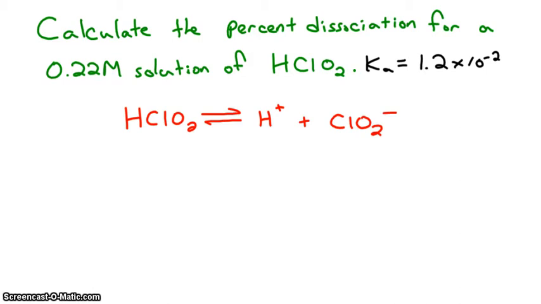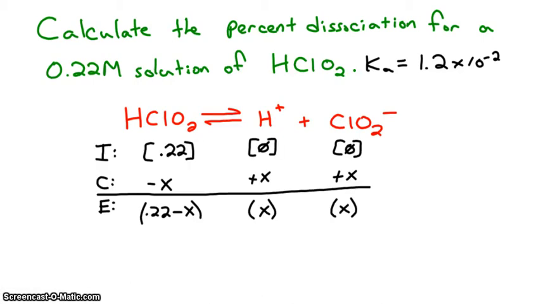Since HClO2 is a weak acid, it will only partially dissociate. We need to calculate the percent of dissociation, so we're going to have to set up an ice box to determine the concentrations at equilibrium. Here's the completed ice box with initial, change, and equilibrium concentrations.